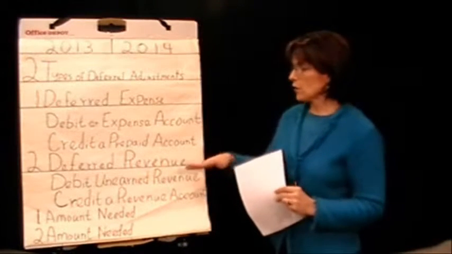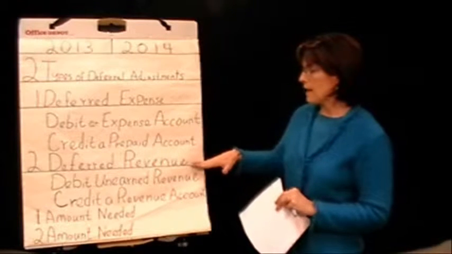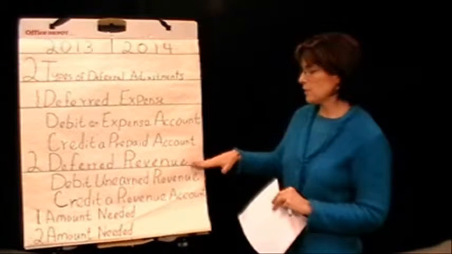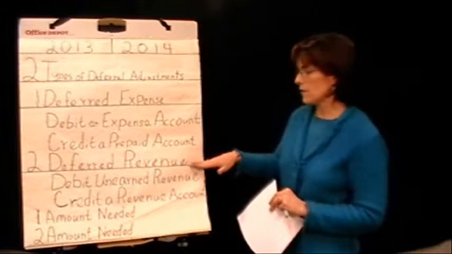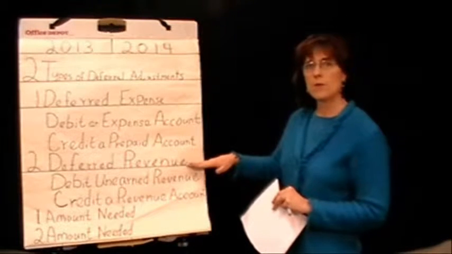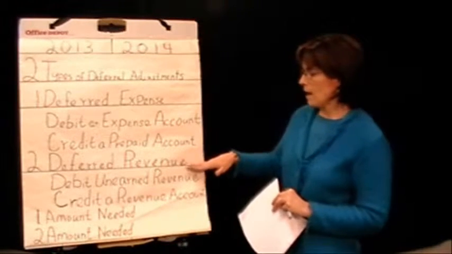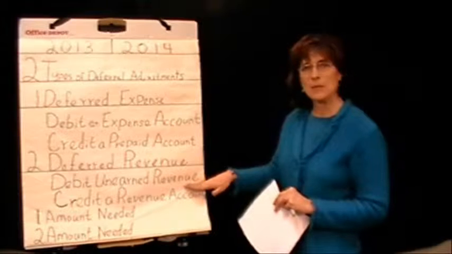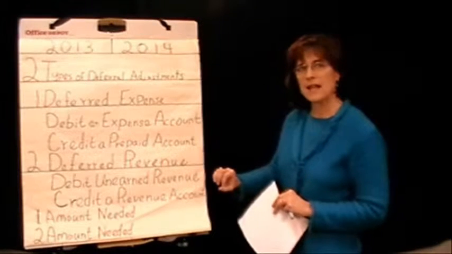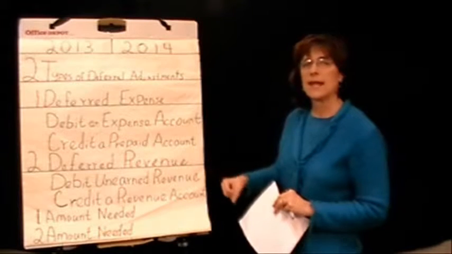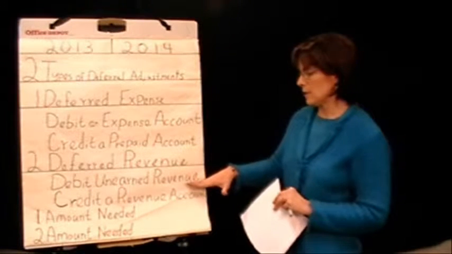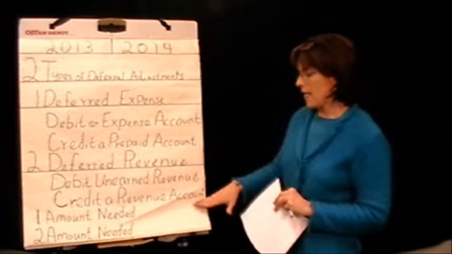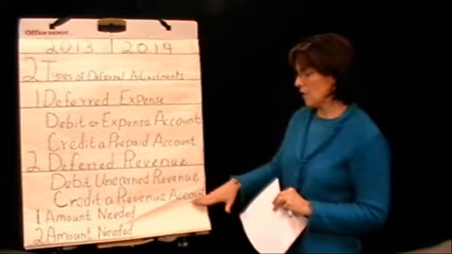The other type of deferral adjustment is deferred revenue. This would be when we've collected revenue in advance, before we've earned it, and we come up to the end of the period and have to decide, did we really earn any of that in the period? If we determine that we've earned some of it, we're going to be debiting our unearned revenue account, because unearned revenue is a liability. As we earn it, we take it out of that liability. We're decreasing the liability account. Decreases in liabilities are recorded by debits. And we'll be crediting whatever type of revenue account is involved.